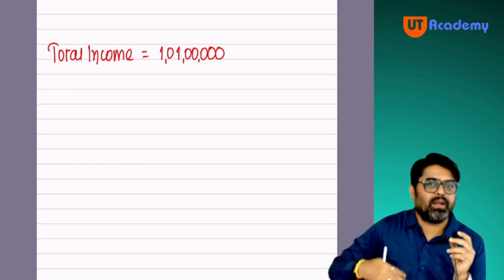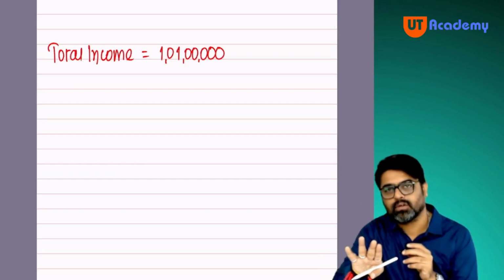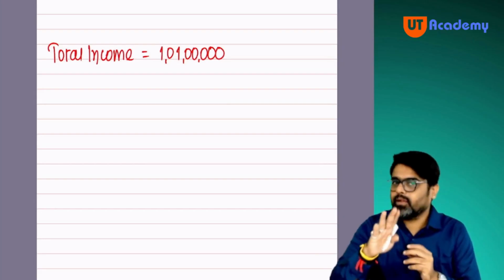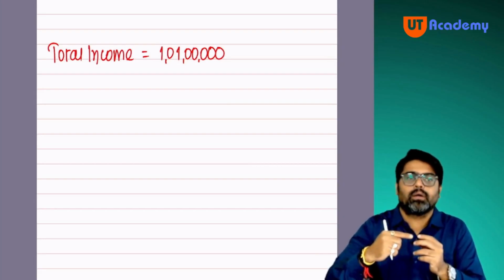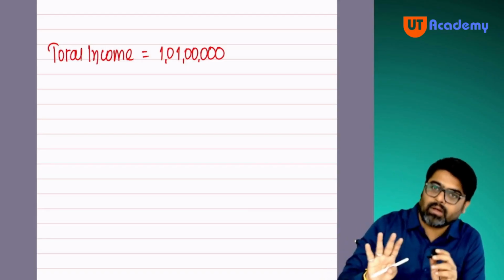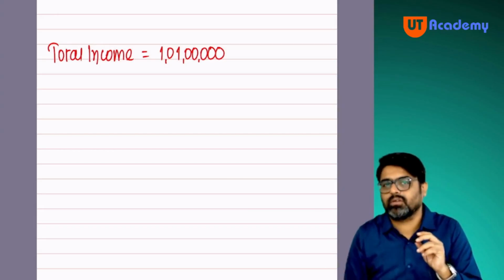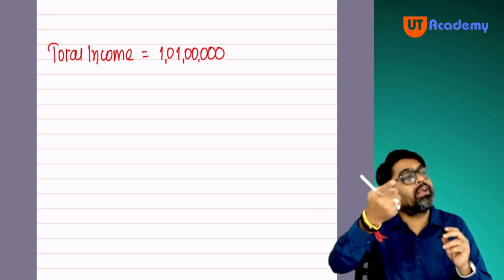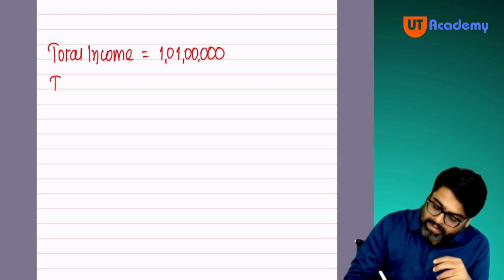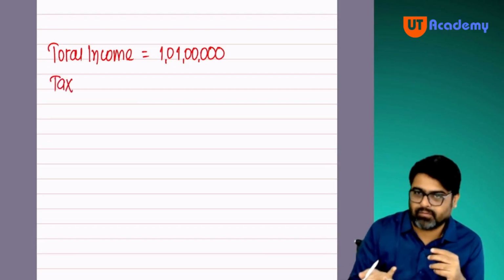Do you remember in case of individuals, we're taking the example of individual only, no? In case of individuals, if the total income is up to 1 crore, then the rate of surcharge is 10%, and if it exceeds 1 crore, the rate of surcharge becomes 15%. So will I pay any tax over here? Yes, tax definitely I have to pay.